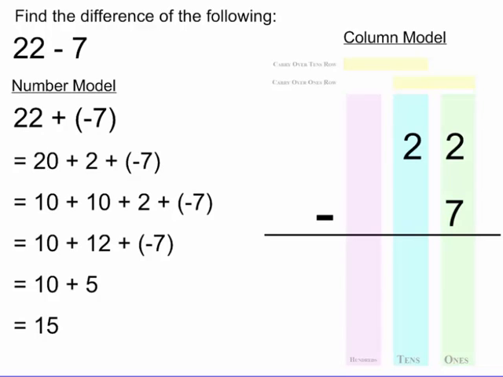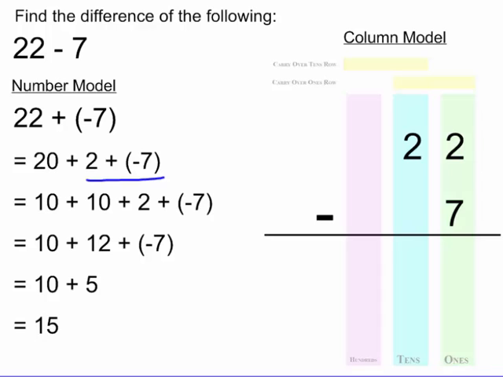So if I look at finding the difference of the following: 22 minus 7. If I use my number model, I might break up the 22 into 20 plus 2, so I have some friendly numbers in tens and some ones. This might cause me a little bit of problems. And so I'm going to do this question a little differently than I may have done in the past. I'm going to try and keep my numbers positive. So I'm going to try and find results that always end up being positive.